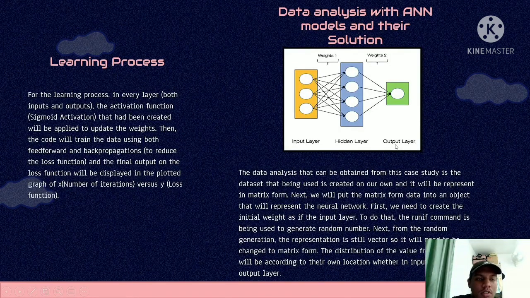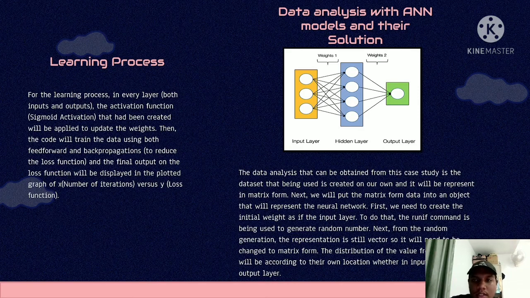For the next part, I will continue with the learning process. In every layer, both the input layer and output layer, the sigmoid activation function will be used and applied to every weight to update the weight. It is to ensure that it follows our title, which is we will add a constraint to all our weights to be non-negative. Then the code will train the data using both feed-forward and back propagation. This is to ensure that the loss function will be reduced. The final output on the loss function will be displayed in a plotted graph of the x-axis, which is the number of iterations, versus the y-axis of the loss function.